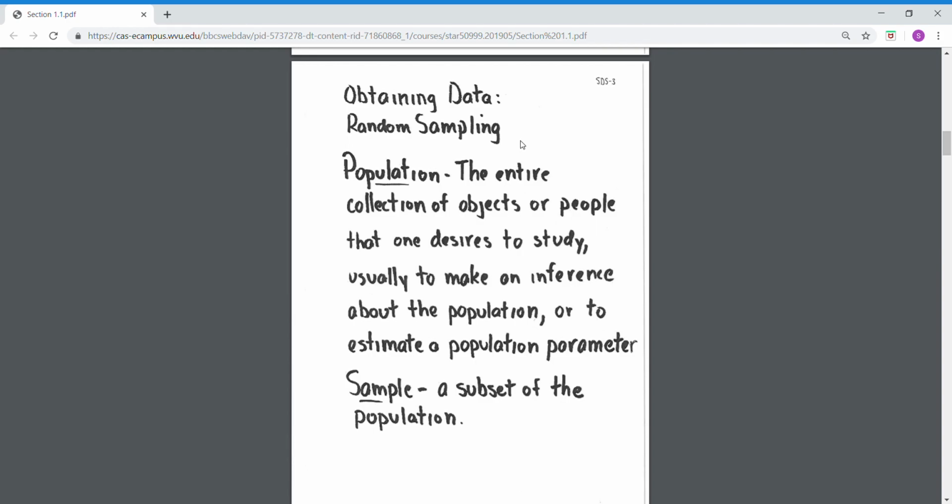Population is the entire collection of objects or people that one desires to study, usually to make an inference about the population or to estimate a population parameter. Sample is a subset of the population.